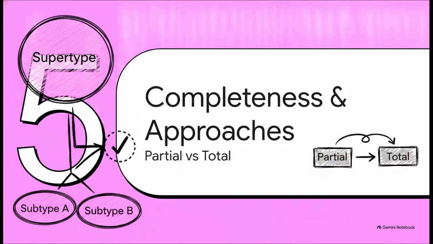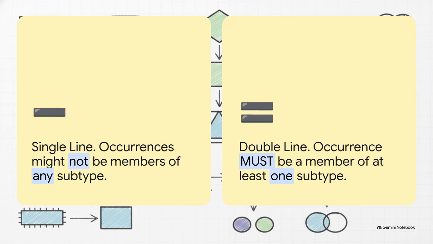Let's move along to section 5, completeness and approaches. Specifically, partial versus total completeness. This rule dictates whether every single record in our supertype is forced to be part of a subtype. We essentially have two options here. Partial completeness means that some supertype occurrences might not be members of any subtype at all. In an ER diagram, you'll spot this denoted by a single horizontal line under the category symbol.